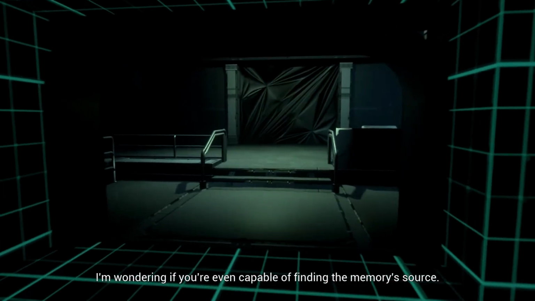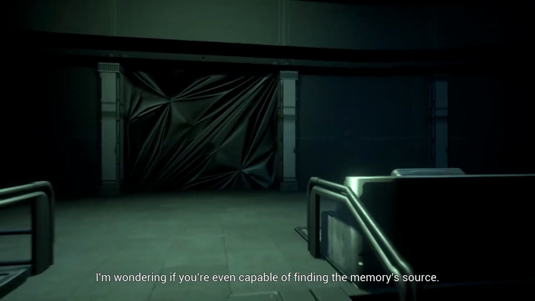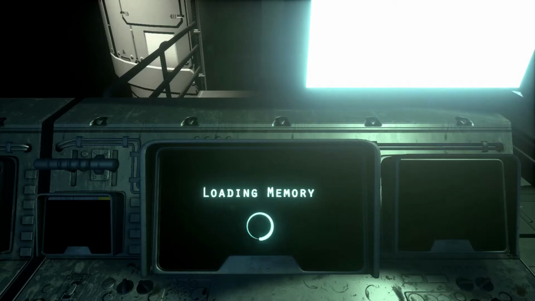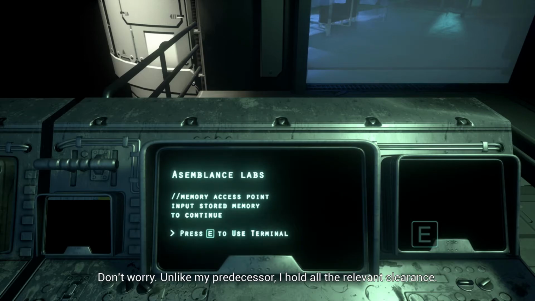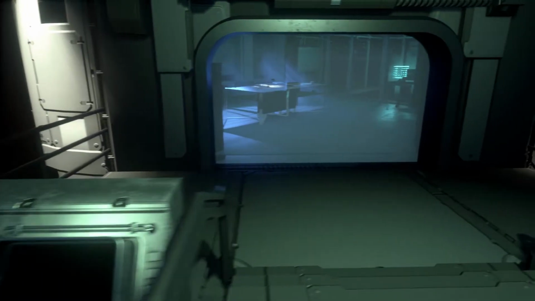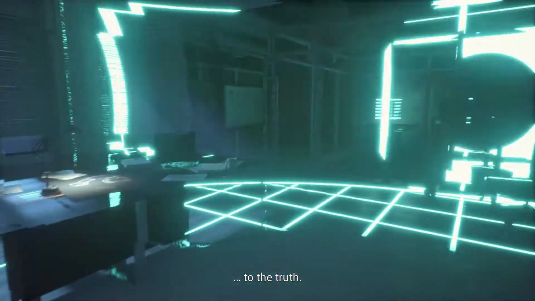The simulation still appears to be unstable. I'm wondering if you're even capable of finding the memory's source. Don't worry. Unlike my predecessor, I hold all the relevant clearance to help lead you to the truth.